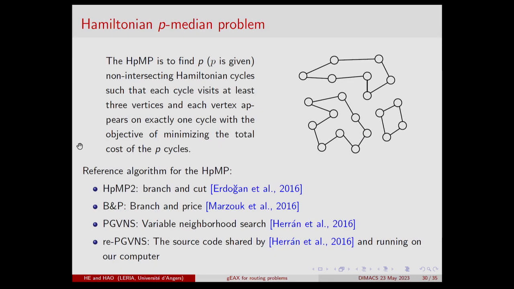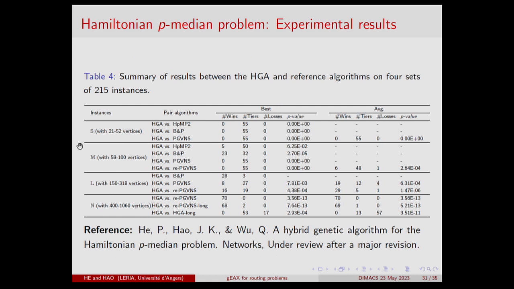The final problem is the Hamiltonian p-median problem. Given a p, we try to find p non-intersecting Hamiltonian cycles, and the objective of this problem is to minimize the traveling costs of the p cycles. And Table 4 is a summary of our results.